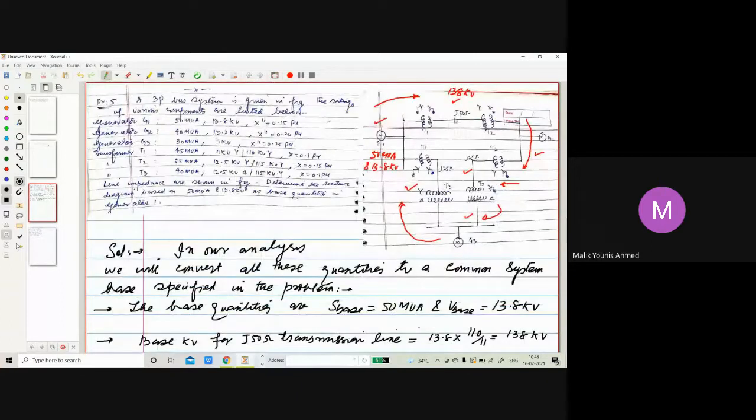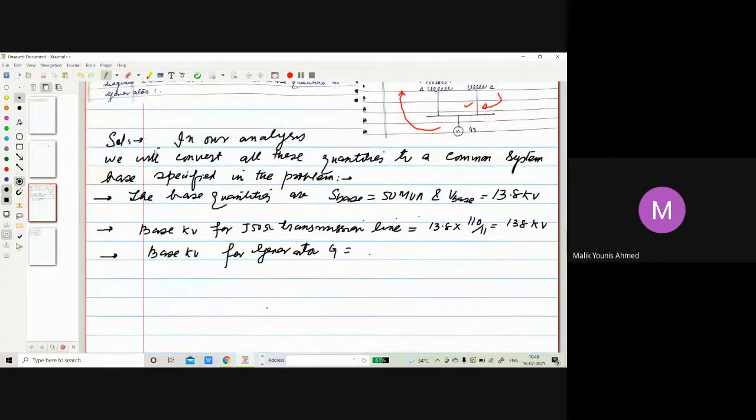So base kV, it is transformer T2, 12.5, and on the other side, it is 115. So 115 by 12.5. Let's write this down. So this has to be generator. What is the generator? G2. Very clear concept has to be there.